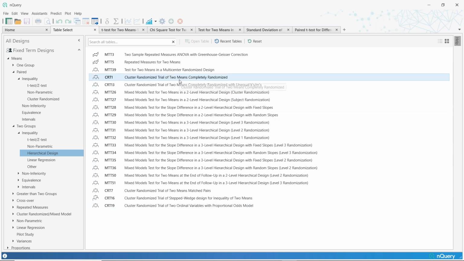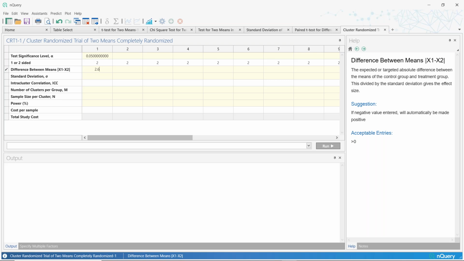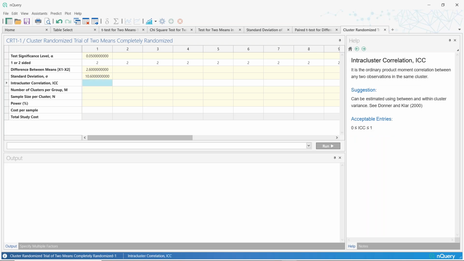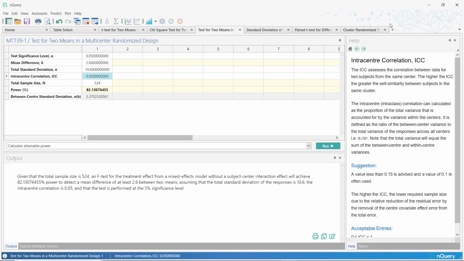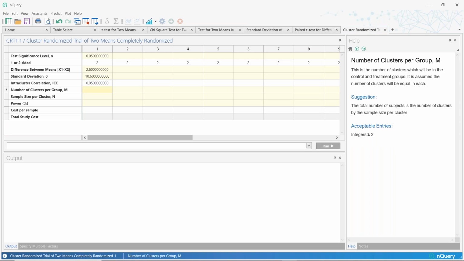So if I go to CRT1, which is cluster randomized for 2 means, and you're getting used to these inputs here, 2.6, 10.6. So same inputs as before, but let's say we use the ICC, and we'll use the ICC from this case here of 0.05, because actually the ICC has a very different effect for a CRT trial versus a fully randomized trial that happens to have a center effect. So let's be very clear between here.